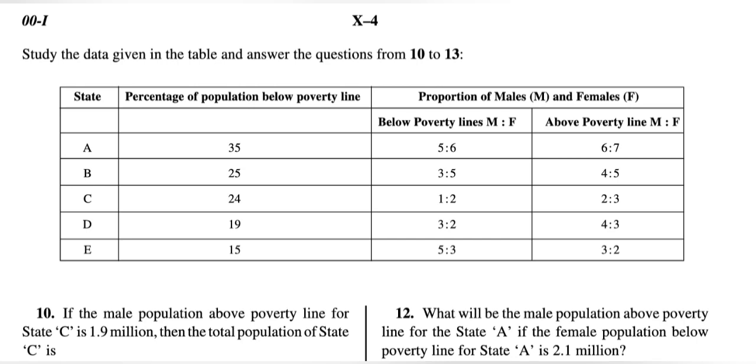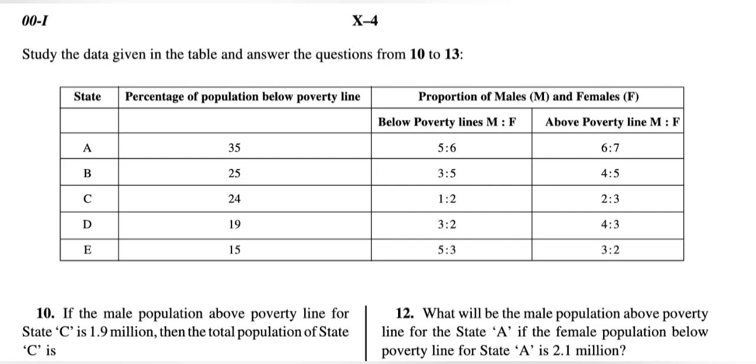3 questions are asked. In first box we have state A, B, C, D, E, and in second box we have percentage of population below poverty line 35, 25, 24, 19, 15, and then in third and fourth box we have proportion of males M and females F, below poverty line and above poverty line, with values 5, 6, 3, 5, 1, 2, 3, 2, 5, 3 and 6, 7, 4, 5, 2, 3, 4, 3, 3, 2.